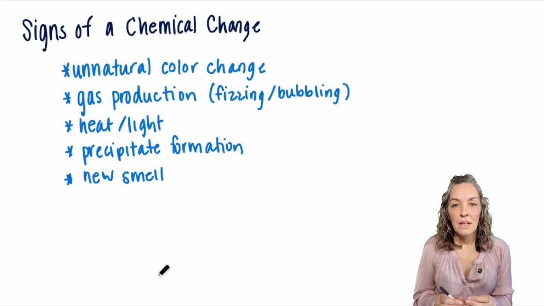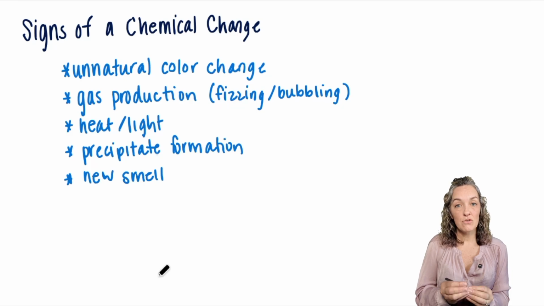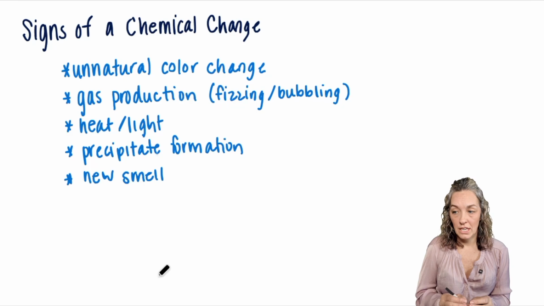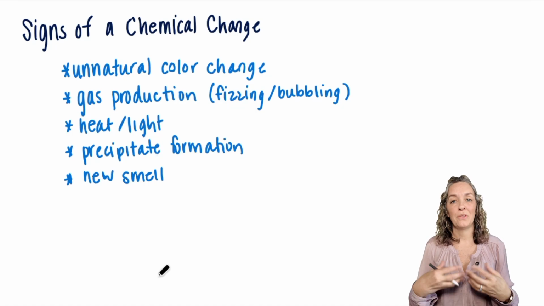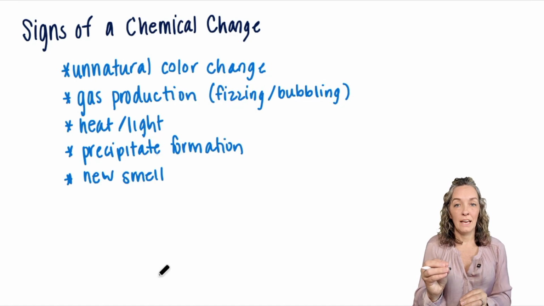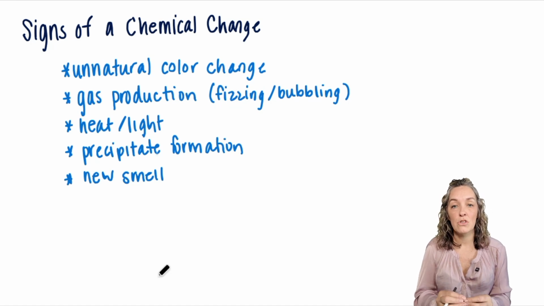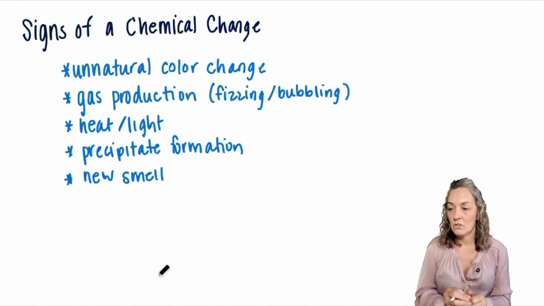When we are in a lab, there are some important indicators that we can look for to identify if we've had a chemical change or a physical change. So let's focus in on some of the signs of a chemical change. First, an unnatural color change. For example, if I have some red paint and some blue paint and I mix them together, they make purple, that's a natural color change. But if I have a clear liquid and I have a green liquid and I pour them together and they make something purple, that is an unnatural color change. That's a sign that we have made something new, and therefore that would be a chemical change.